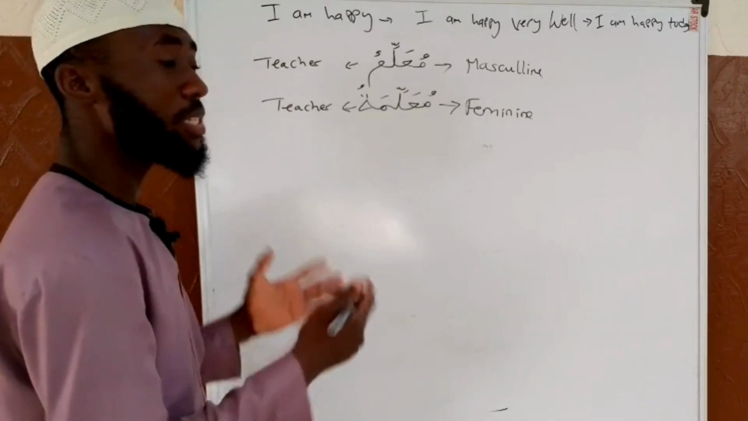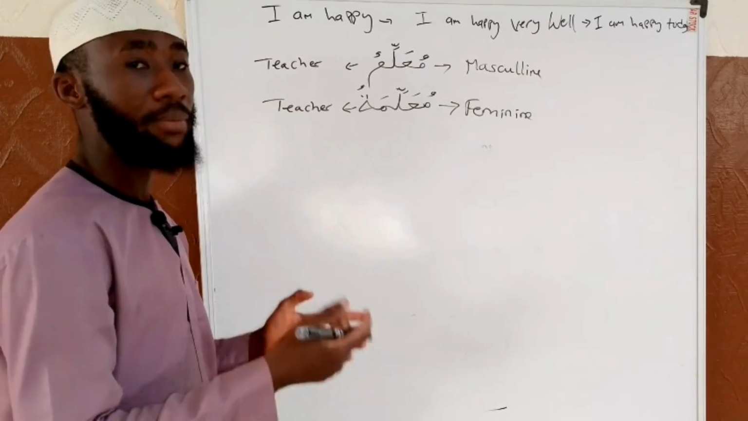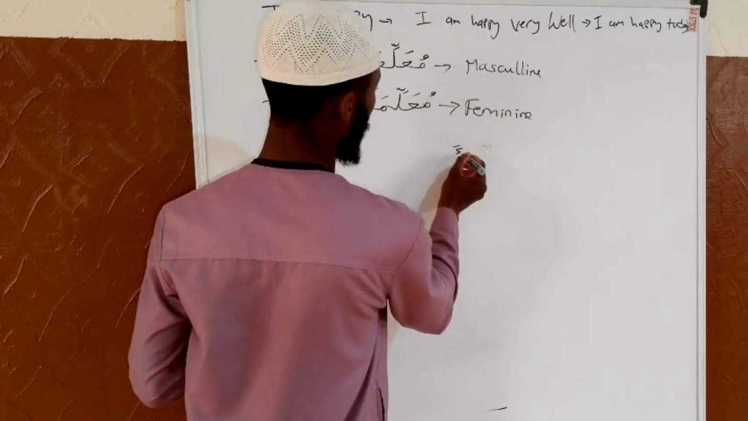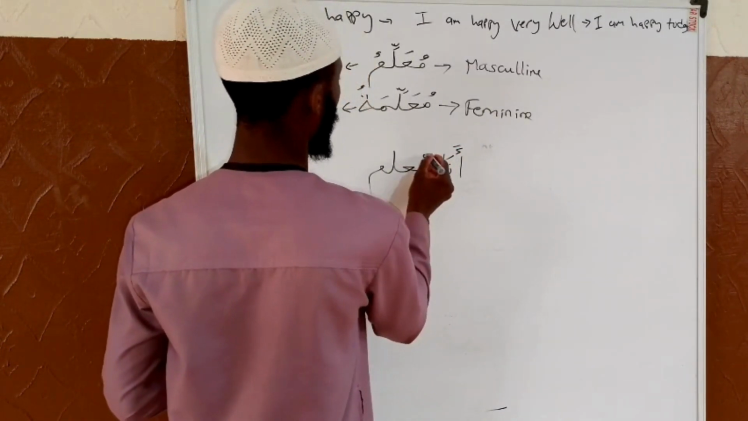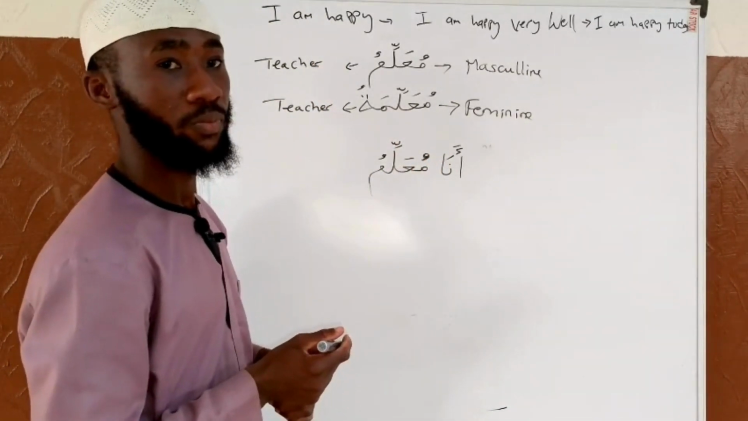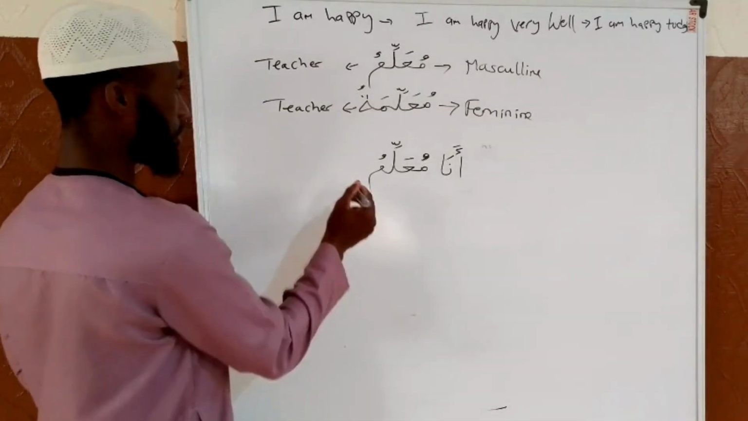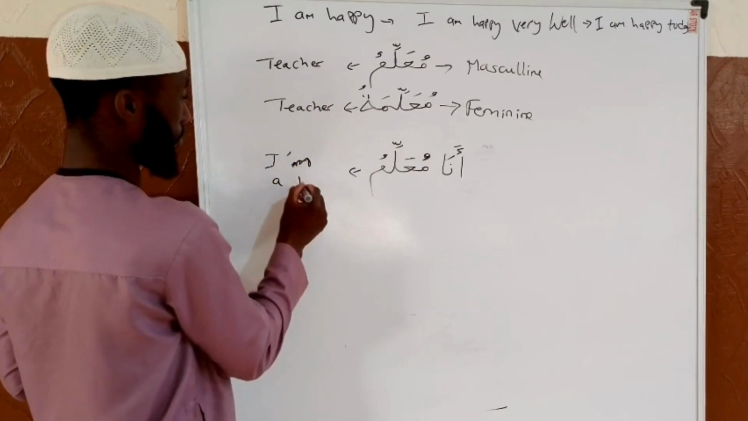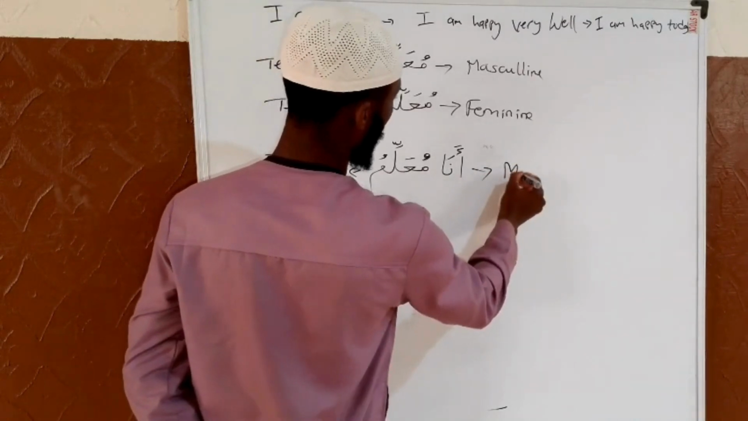Now, how do you say in Arabic that I'm a teacher? You say Ana Mu'allim. That's I'm a teacher. That's for masculine.